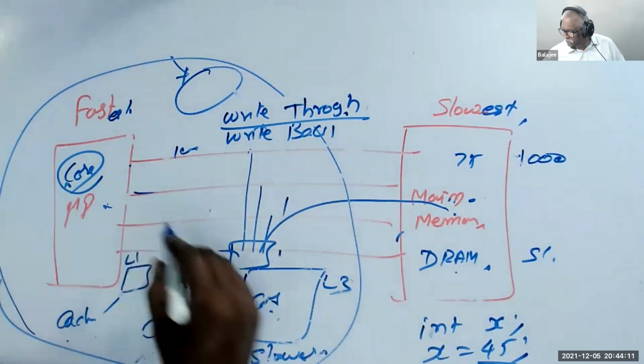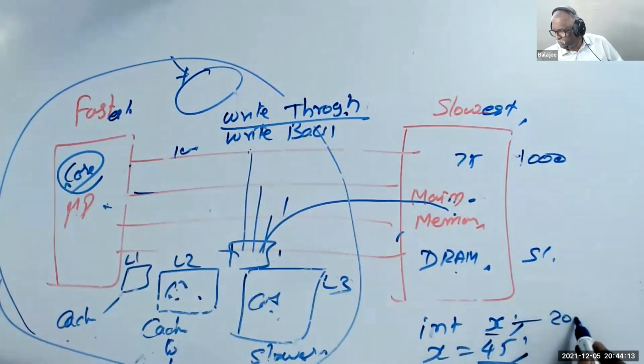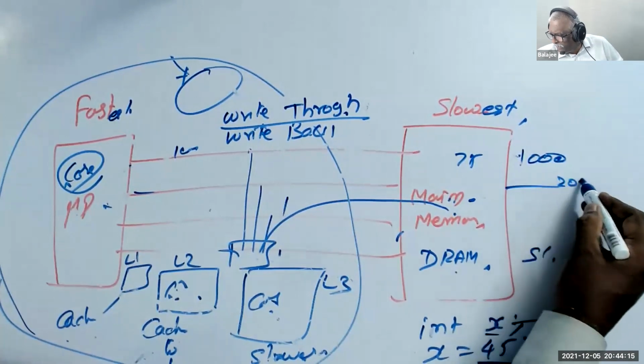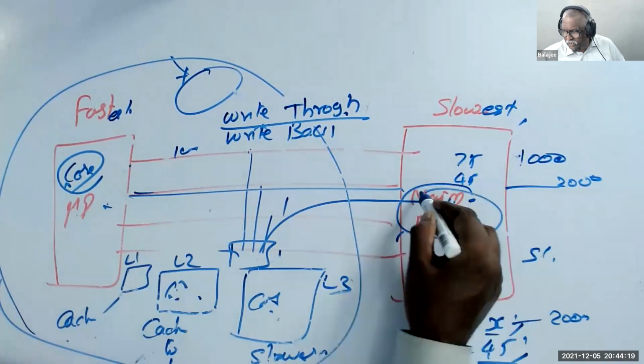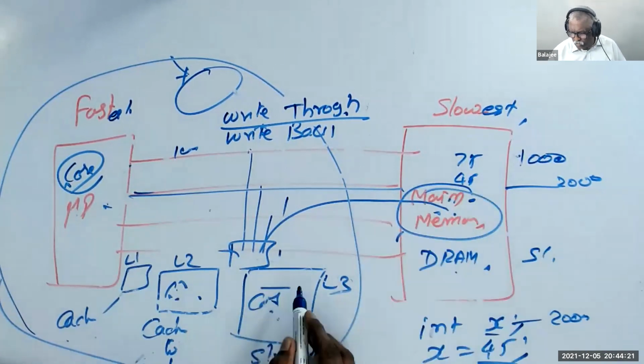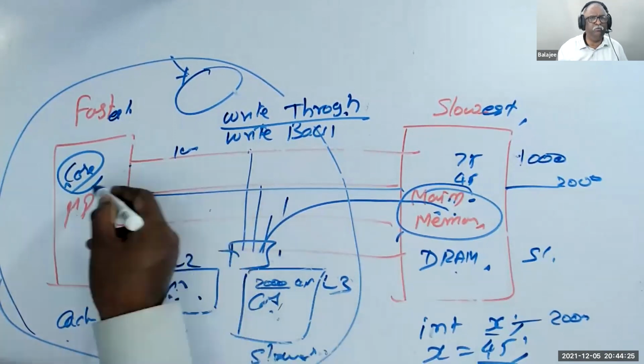Let us say I'm writing, X is maybe at 2000. At 2000, I write 45. So I will write on the main memory as well as it will be copied here also at 2000. So next time the cache access will give.